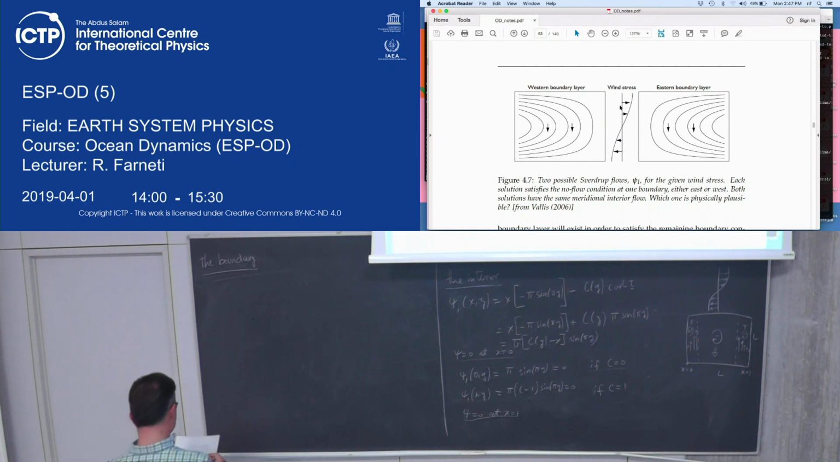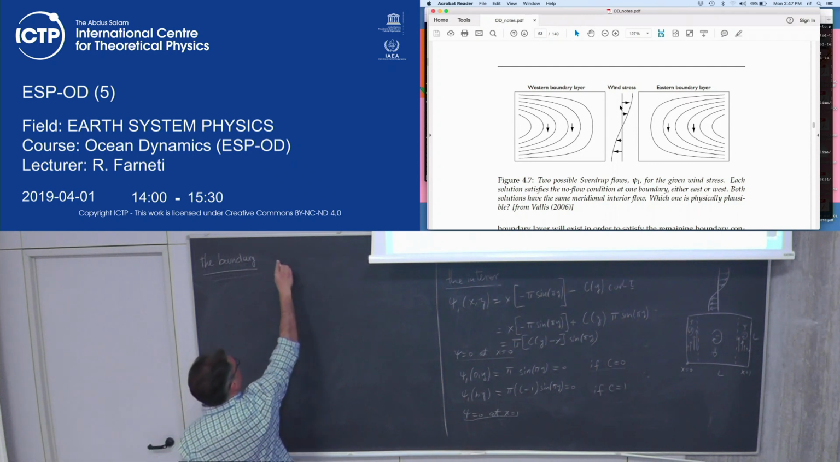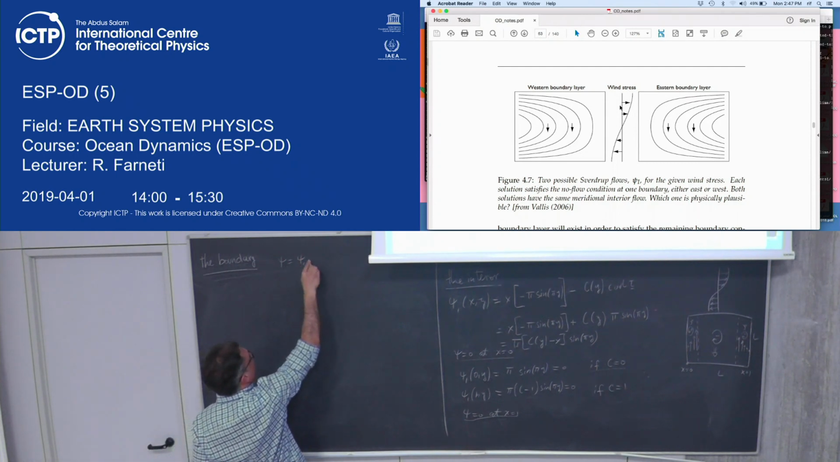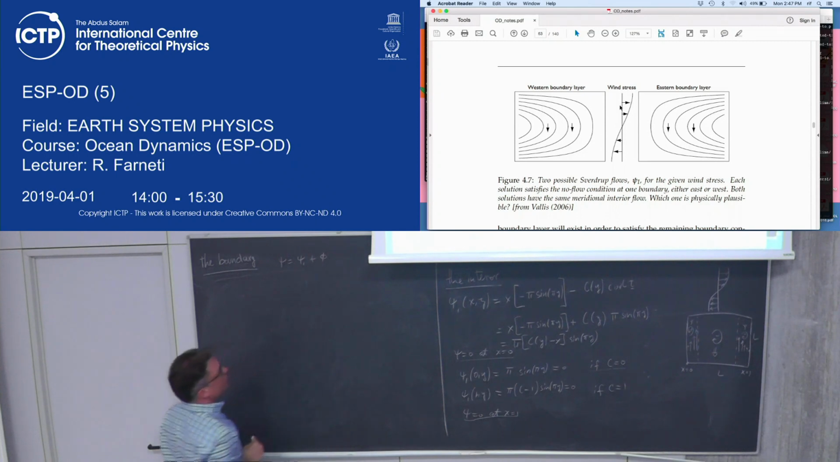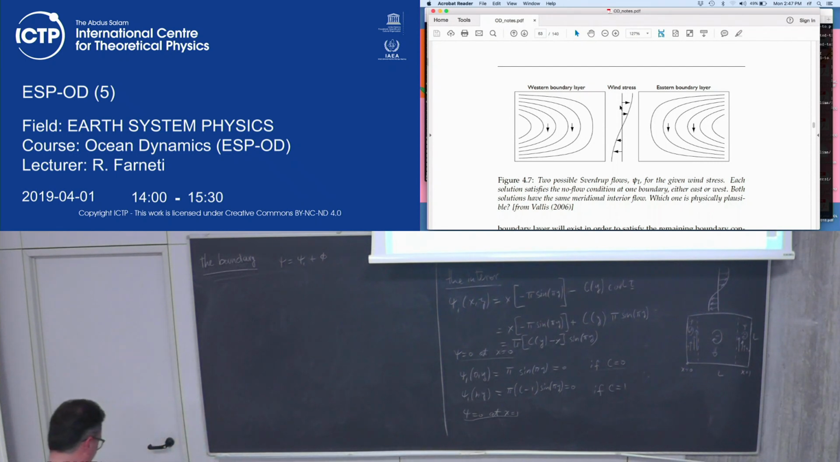Okay, so now we can go back to the interior solution. We still don't know where to put the boundary condition, but now we can work on the boundary layer solution. Remember that psi was psi interior plus the boundary layer correction. We still don't know if the boundary is at x equals 0 or x equals 1.